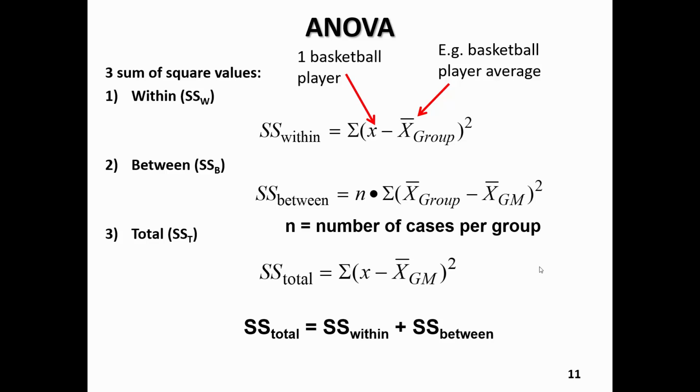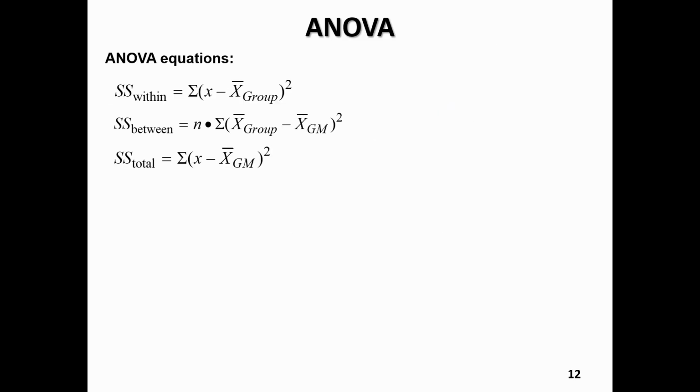The second way to calculate the sum of squares total is much quicker, where we would just simply take the sum of squares within value and add it to the sum of squares between value, giving us our sum of squares total, and that's what has to be reported when we complete our ANOVA procedure.